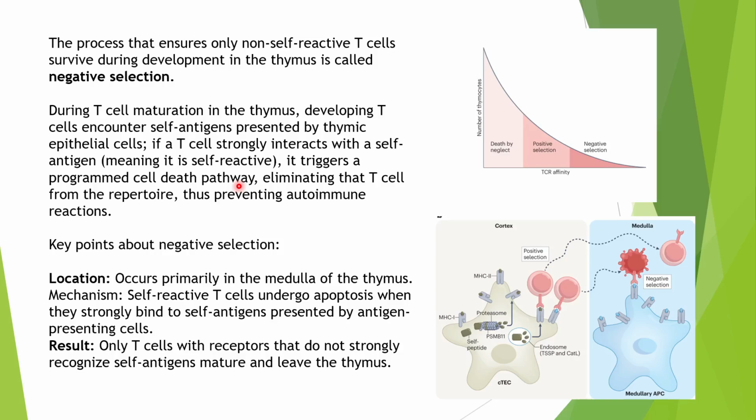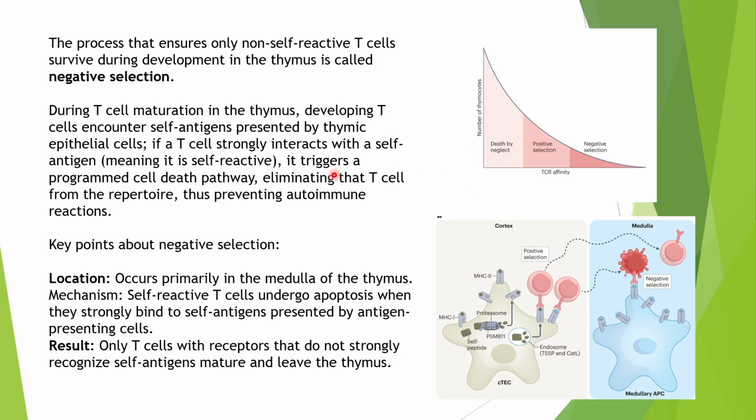The entire T cell repertoire, that is, the entire set of T cells which do a similar kind of strong interaction, will now be eliminated. Thus, it prevents autoimmune reactions. So here you can see the number of thymocytes that usually develop and survive. Most of them die, and the death can be in three ways: death by neglect, or due to positive selection, or due to negative selection.